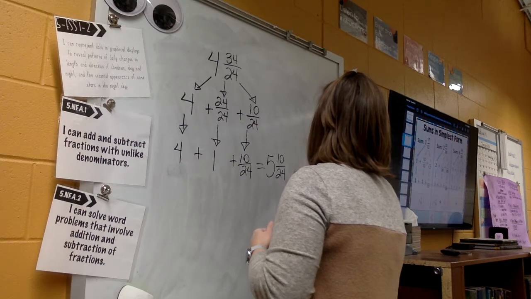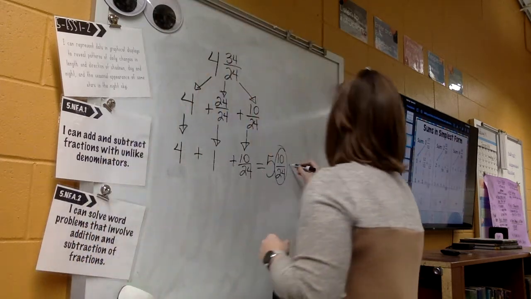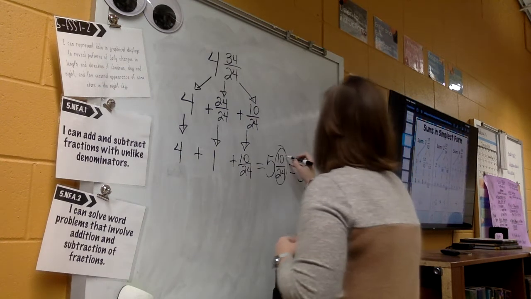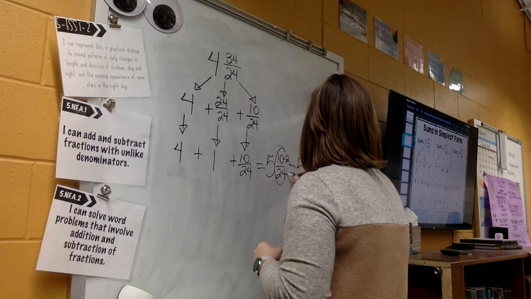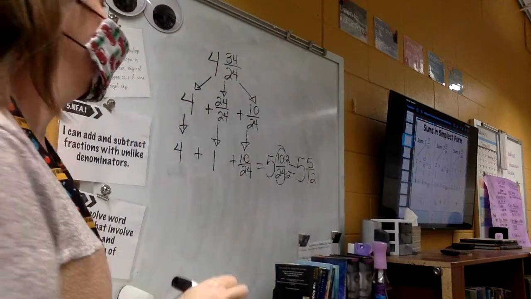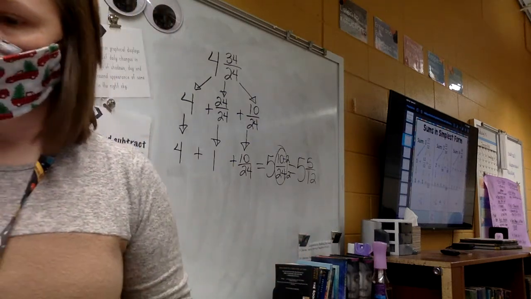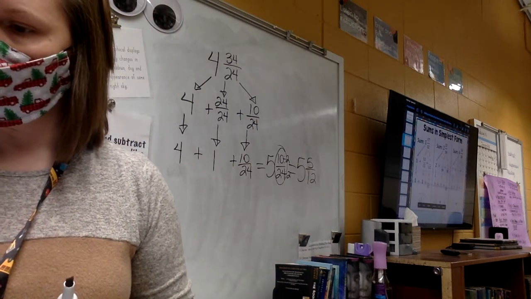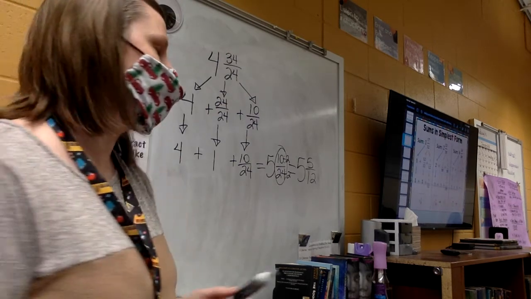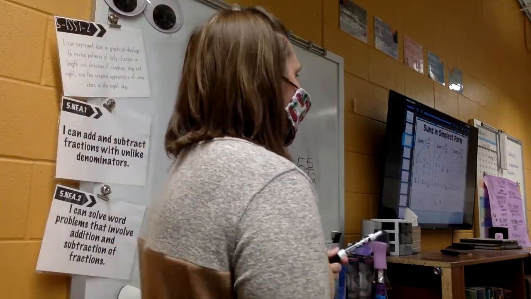But this can be simplified into 5 and 5/12 because I can divide both of these by 2. So 5 and 5/12. So if I put my answers over here, ta-da! Easy, right?